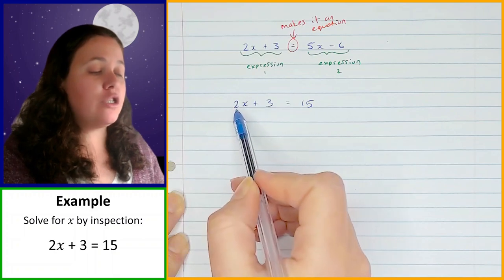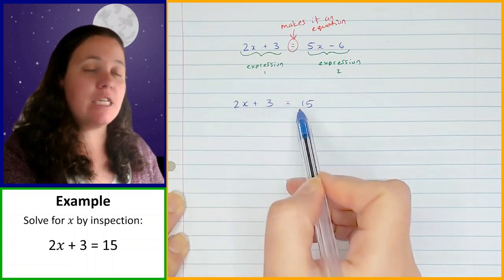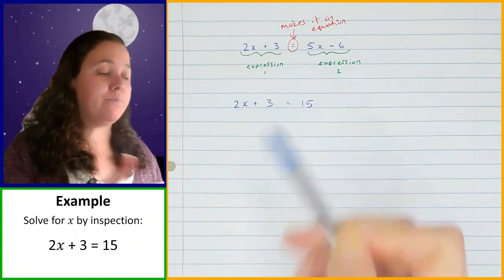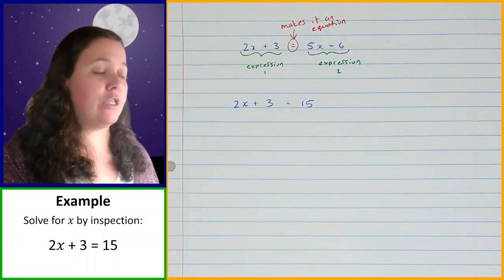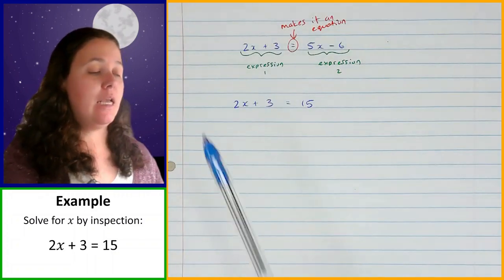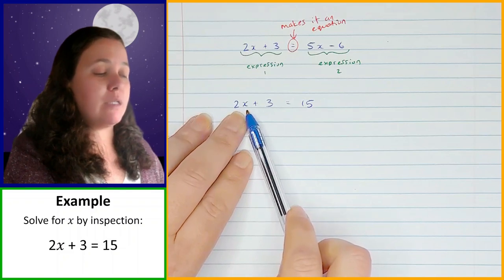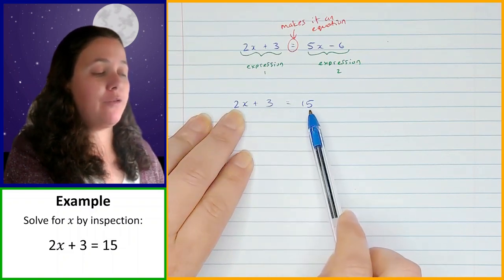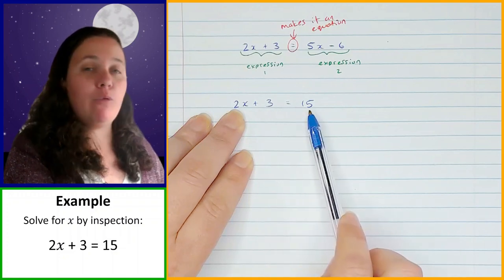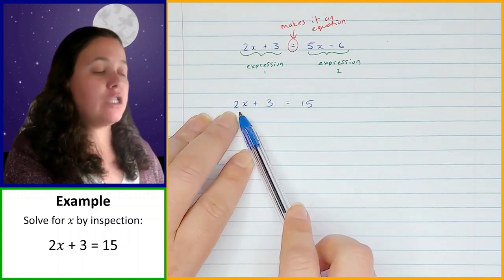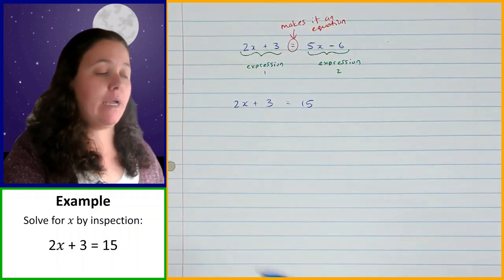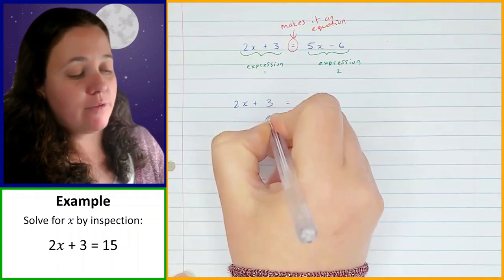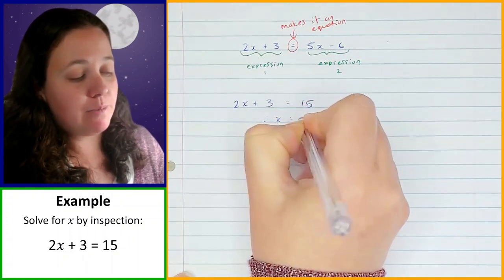Okay, so 2 times something plus 3 must give me 15. Now, we did equations similar to this when we were working in our pattern section. So I want to know what this must be. 2 times something plus 3 equals 15. What was it before I added the 3? That would have been 12 before I added 3. So 2 times what gives me 12? Okay, 2 times 6 gives me 12. So therefore x must be equal to 6.